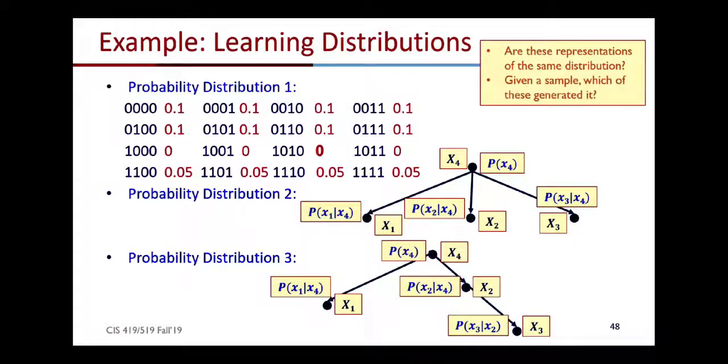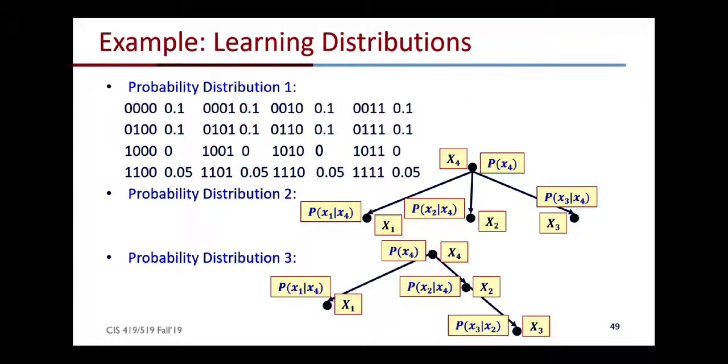We can ask another question. I'm going to give you a sample, and I'm going to ask you which of these probability distributions has generated it. This is closer to the learning problem, right? But you could tell me that this problem is ill-defined because maybe all of them could have generated it. So really, I should have asked which one is more likely to have generated it. That's a well-defined problem. So let's just try it.